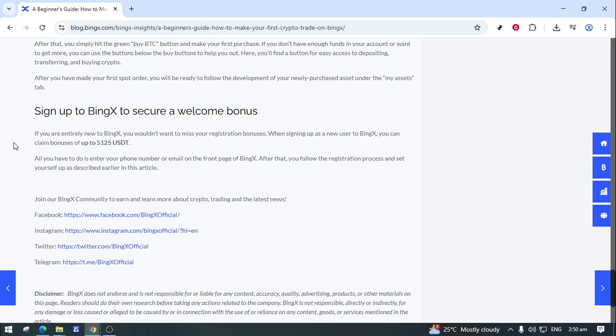Now, as we wrap this up, remember that trading can be quite volatile, so it's vital to keep learning and not rush into decisions. Stay informed about market trends and continuously update your trading strategies accordingly. That's it for today's introduction to trading on BingX. Hopefully, you're now equipped with the basics to start your journey into cryptocurrency trading safely and effectively.